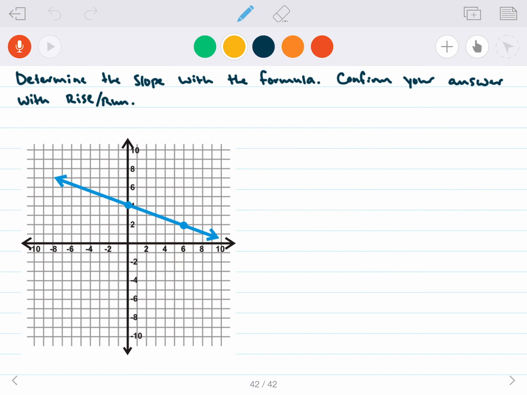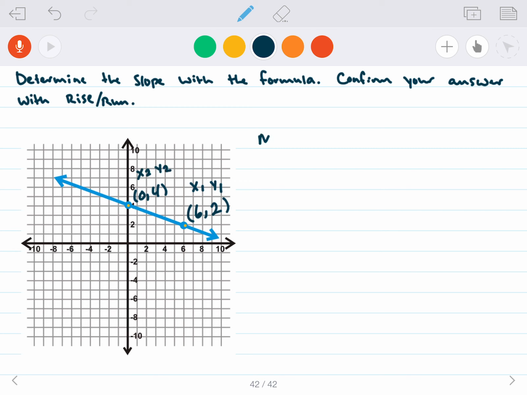Okay, let's do this one. So we need to label our points. How about the ones that are already shown there? So this point right here is x equals 6, because we can see that it goes out 6 in the x direction and up 2 in the y direction. So that's our point there. And I'll call that our first point, x1, y1. This point right here, we're not moving horizontally in the x direction, but we're going up 4 in the y direction. So x is 0, y is 4. So that could be x2, y2.